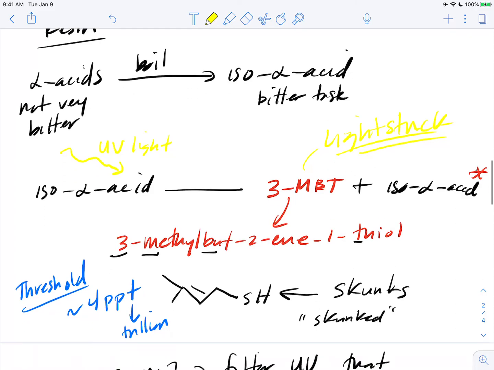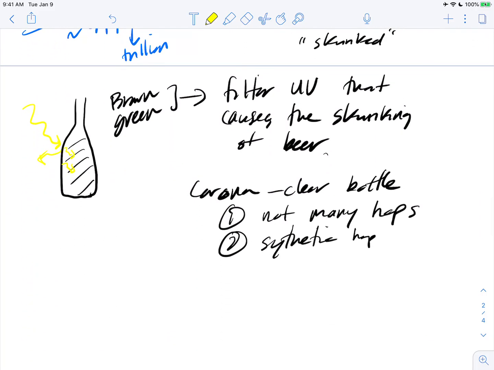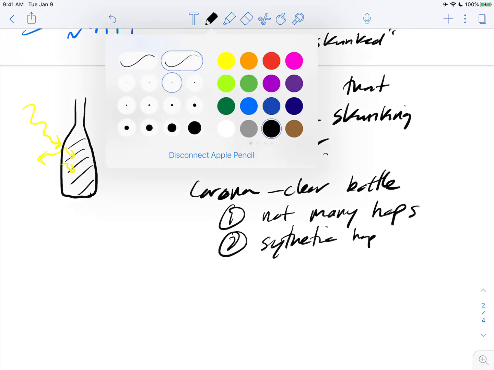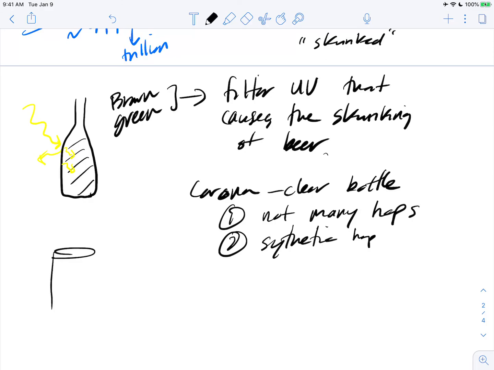And to avoid that, we have bottles that are brown or green. And now we have cans. And cans are impervious to UV light. And so actually, there are a couple things. One is that they don't let any UV light pass through. So that's huge for this. They also are much lighter.